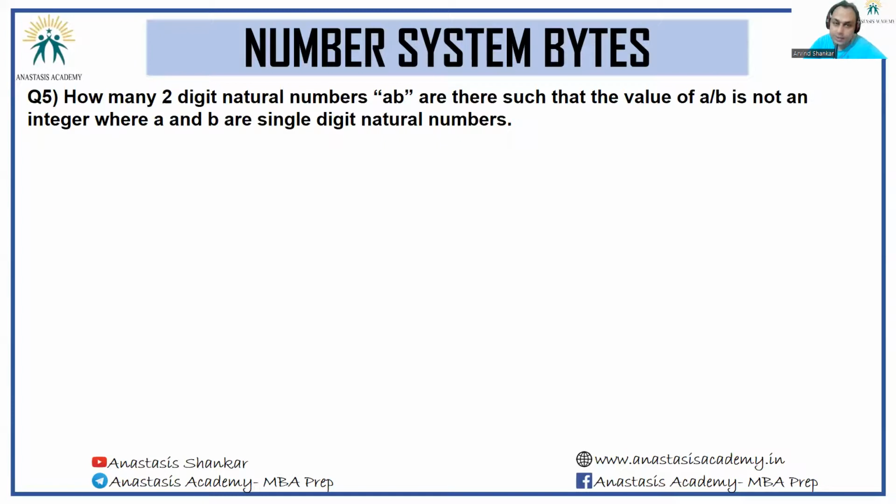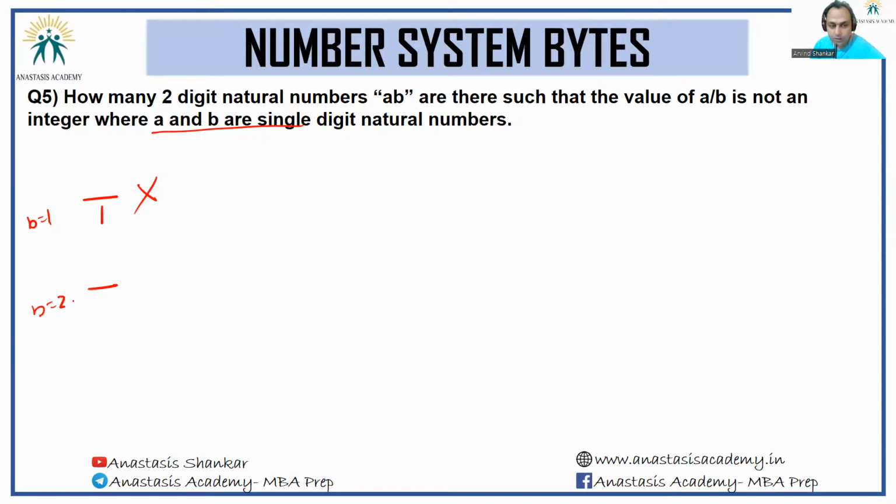Last question. How many 2-digit natural numbers AB are there such that the value of A by B is not an integer, where A and B are single-digit natural numbers? Okay, A and B are single-digit natural numbers. So any number divided by 1, when B is equal to 1, any number divided by 1 will give me an integral result. So this is not valid.